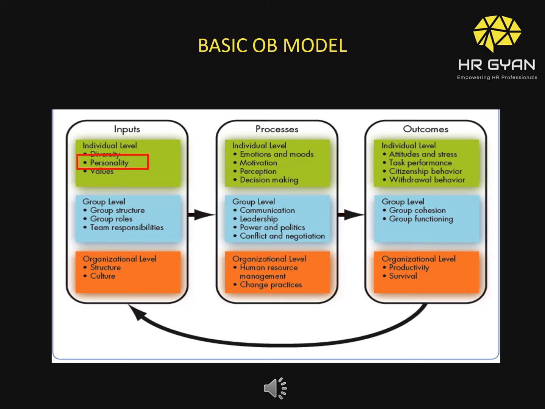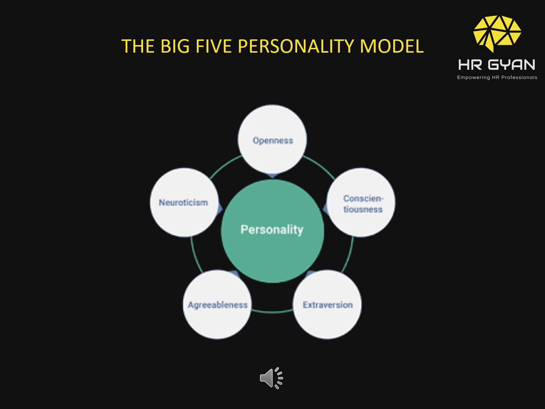Now zooming into the scope of this video, we understand that the study of personality would help the HR professionals to capture the inputs of a transformation process for the individual level of the OB model. In this deck, we are covering the Big Five personality model or the OCEAN model, where O stands for openness to experiences, C stands for conscientiousness, E stands for extroversion, A stands for agreeableness, and N stands for neuroticism.